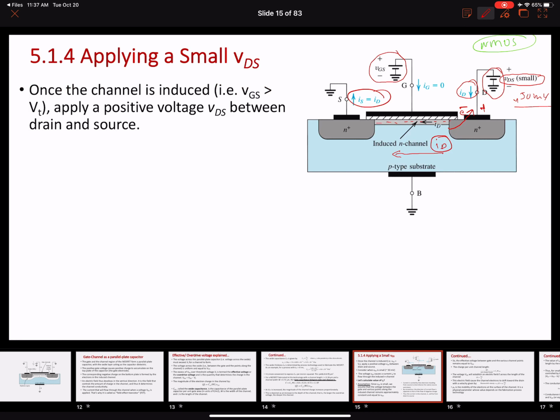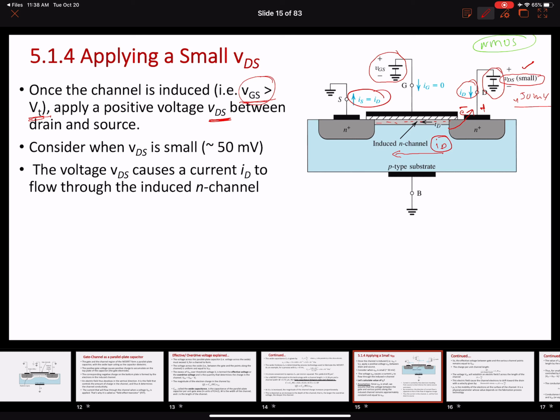So let's see. Once the channel is induced again here, this means that, of course, your gate to source voltage is greater than the threshold voltage. We apply a small voltage between the drain and the source, which is this VDS. Let's assume a case where VDS is very small, 50 millivolts.